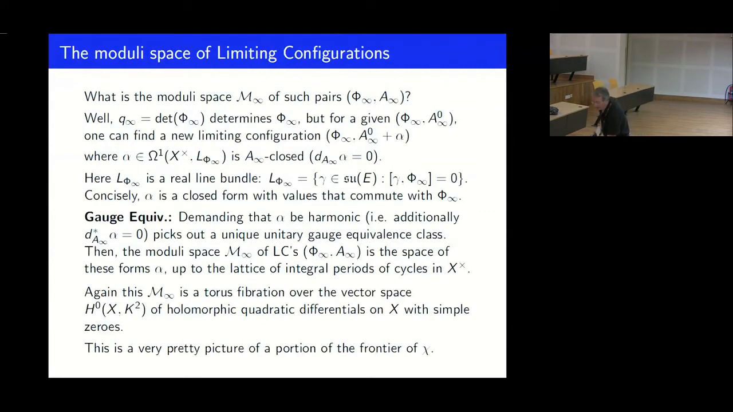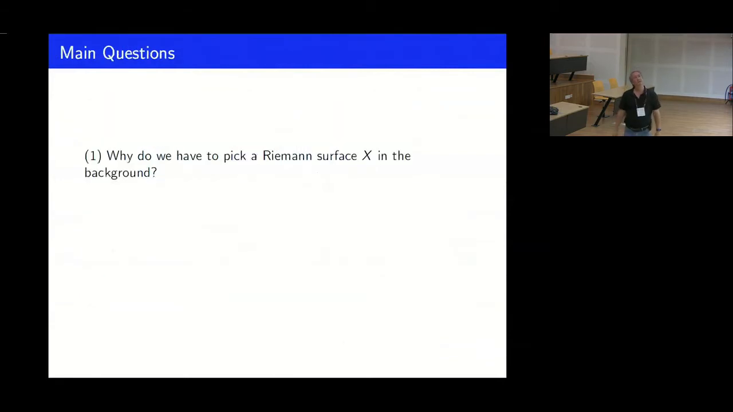Now, I think all authors have their own motivations for what we're doing. Let me now say the perspective I'll take for this talk. The first question is, we're talking about the SL2C character variety. Why do we have to pick a Riemann surface to begin with? The character variety is not defined in terms of a Riemann surface. The very first thing we did was make this choice. What's the effect of the choice?